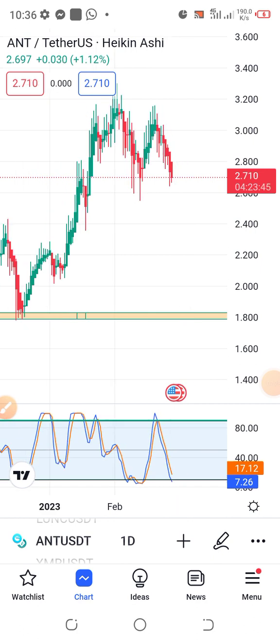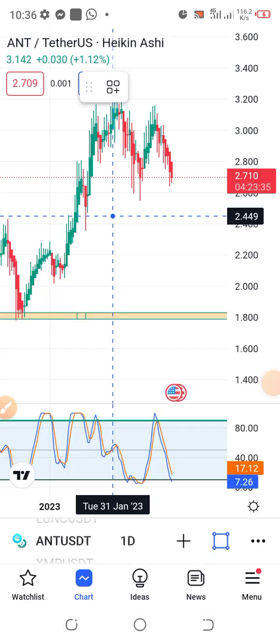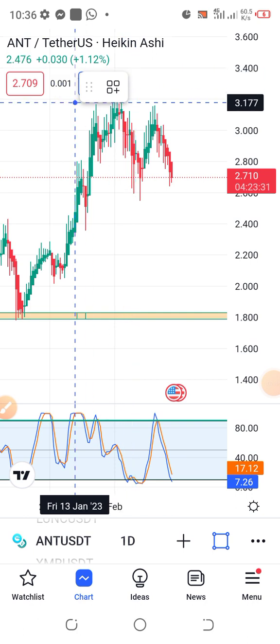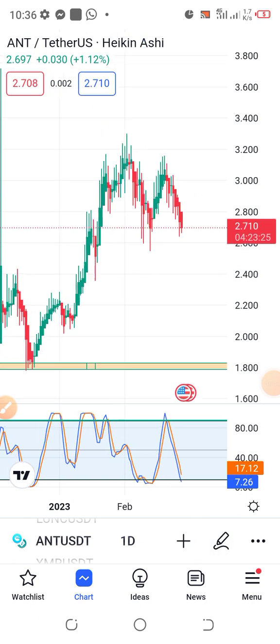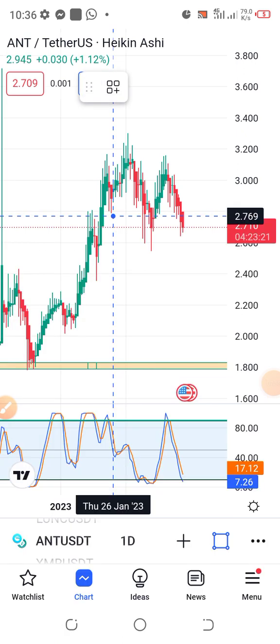Sorry for this, but I'll try to do this so that I can see very well. So just come and bring another rectangle at the last highest point where the wick stopped, and then you stop on where the body of the candle closed, like that. So that is our area of resistance.